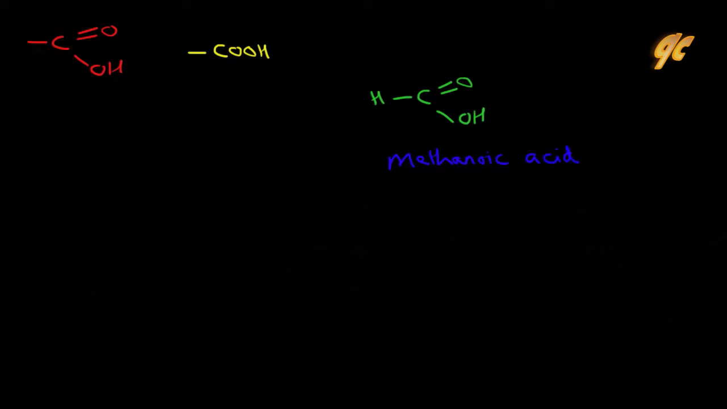Methanoic acid is formed by the further oxidation of a primary alcohol from its aldehyde methanal to methanoic acid. So one of the preparations we'll look at later on is how you can further oxidize a primary alcohol through its aldehyde stage into a carboxylic acid.